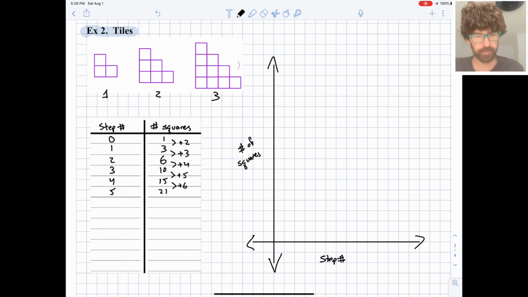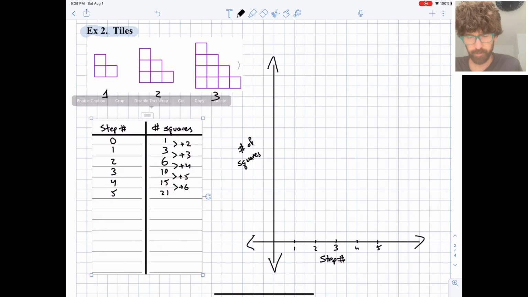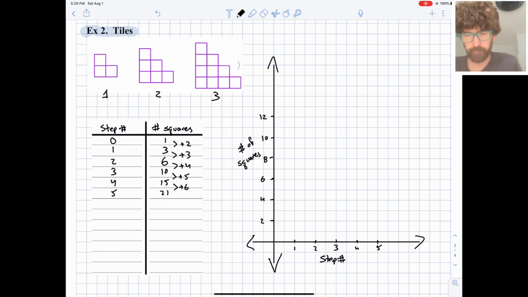Let's plot those points. So we need our steps to go from 1 to 2 to 3 to 4 to 5. And let's get up to about 21. I can go up by ones here, but just every other one. 6, 8, 10, 12, 14. I won't go all the way to 21, but that's okay. So over 0 we have a 1. Over 1 we have a 3.